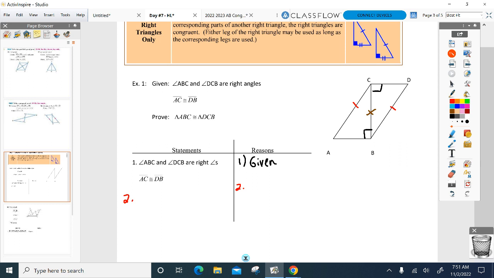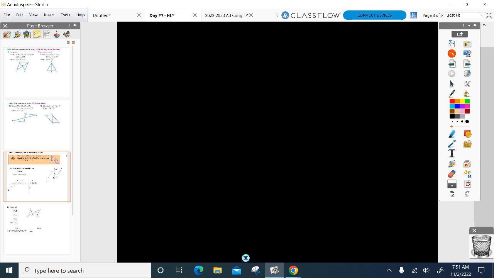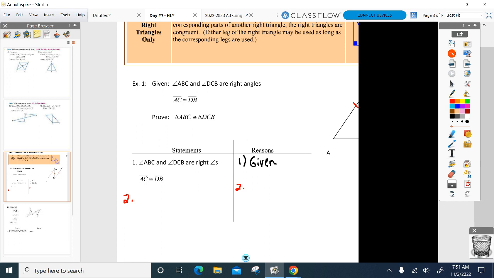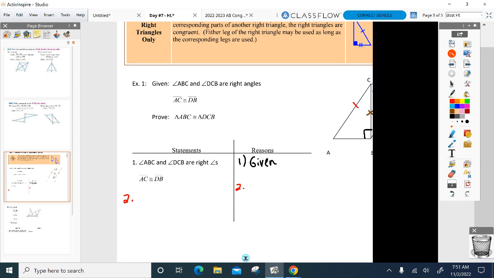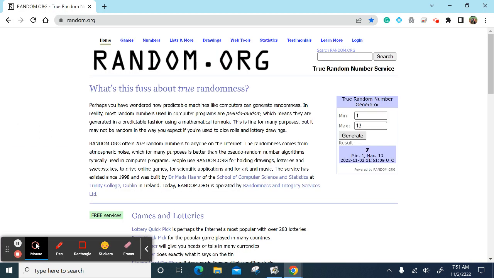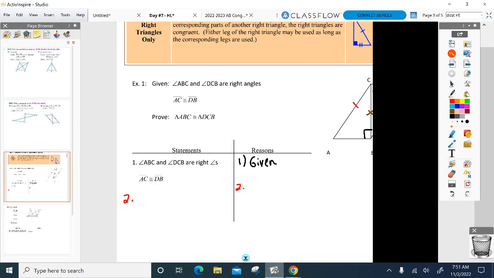Other than that, that's about it. So let me cover up one of the triangles right now. Would this be the side angle side method? No. Why not? Because the angle's not in between. The right angle is not in between these two sides. So side angle side is out.